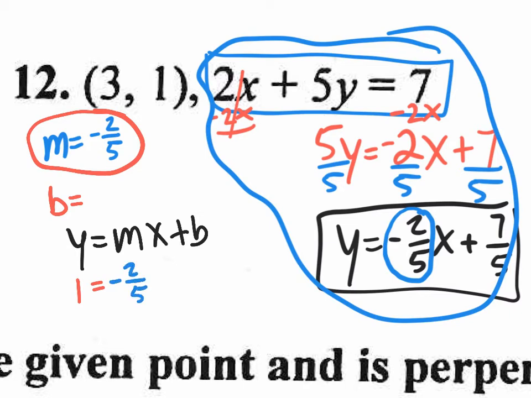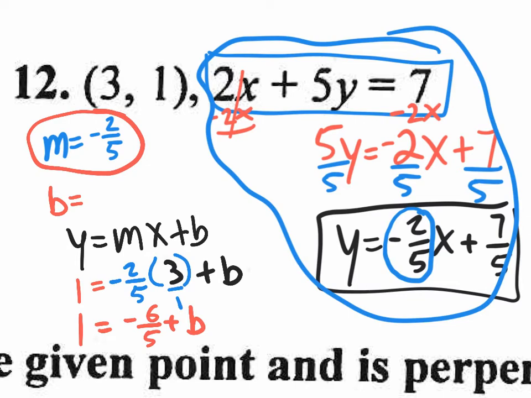Negative 2/5. The x value happens to be what? 3. Bring down the plus b as well. Let's solve. How do you multiply a fraction with the number? Put it over 1. Top with the top, bottom with the bottom. You're going to have 1 equals negative 6 over 5 plus b.